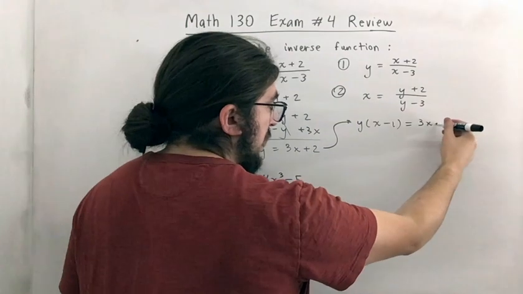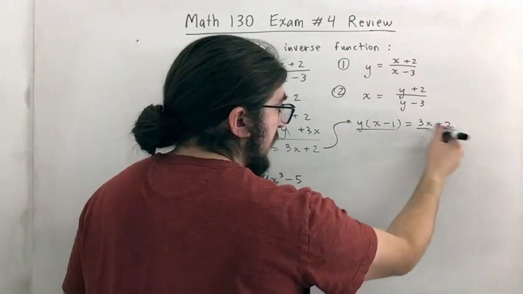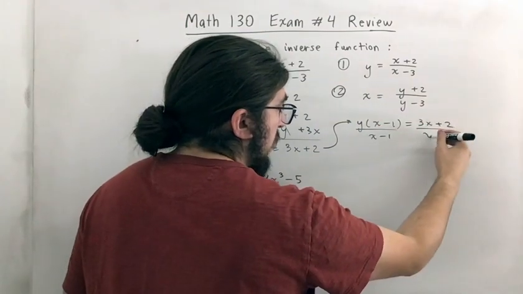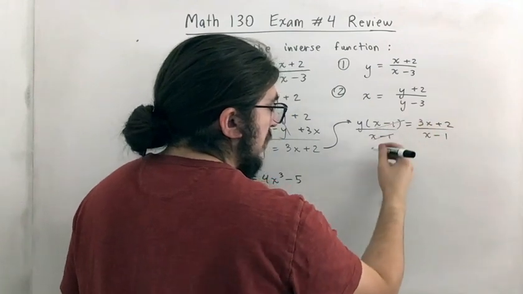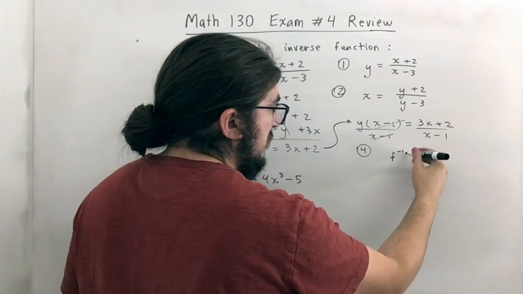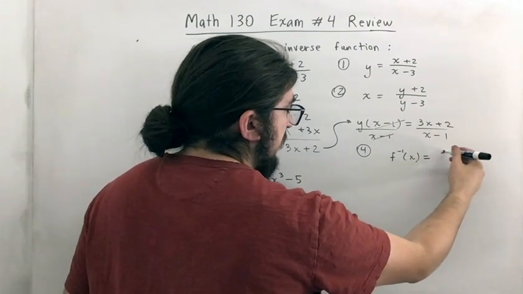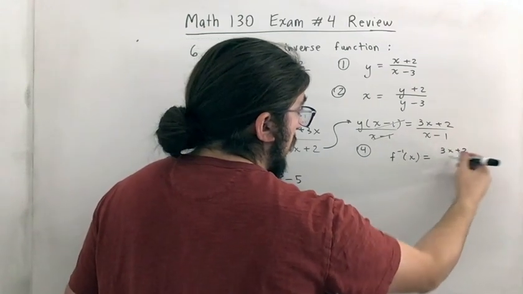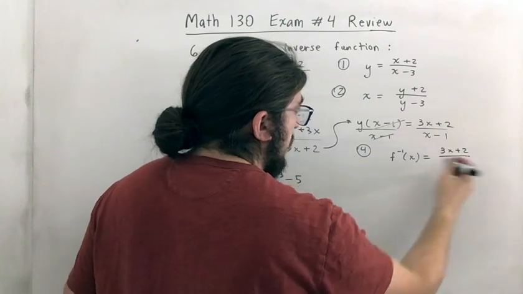And then now, to get y completely by itself, we can divide by that x minus 1, and now we have y completely by itself. So now for step 4, we can replace that y with f inverse of x. So f inverse of x is equal to 3x plus 2 all over x minus 1.